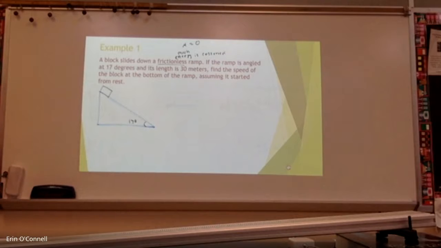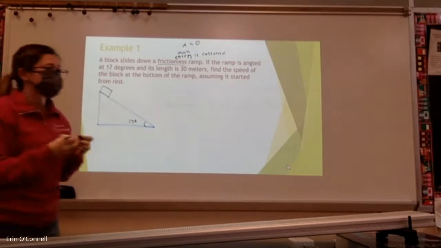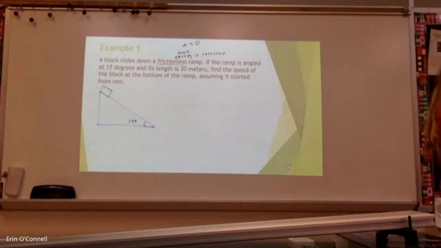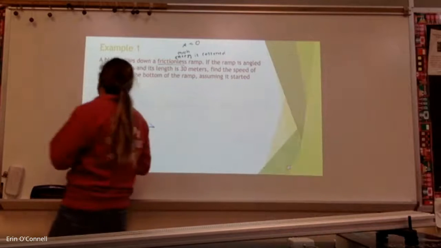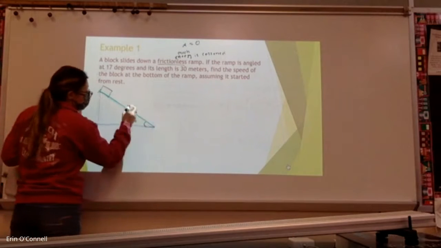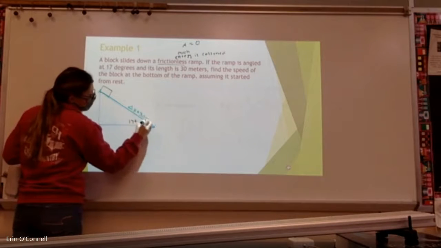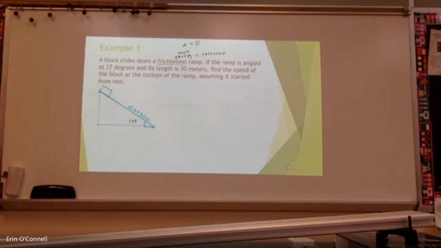Okay, so it's angled at 17 degrees. The length of the incline, so the length of our surface, is 30 meters. The delta x is 30 meters. Find the speed of the block at the bottom of the ramp, assuming it started from rest.